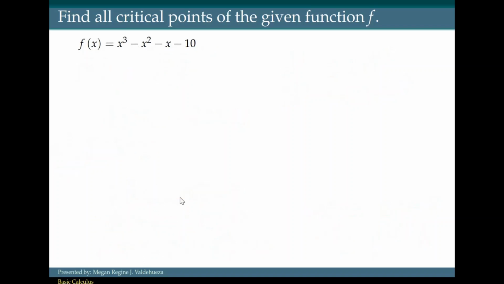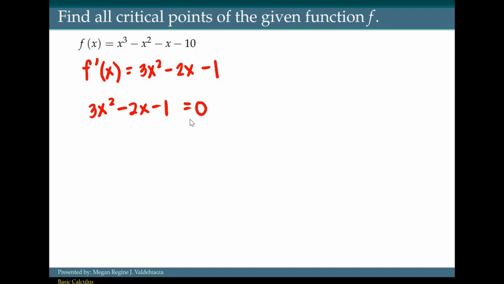So another example, we have x cubed minus x squared minus x minus 10. So again, the first step is to get the derivative of the function. So we have 3x squared minus 2x minus 1. Second step is to equate 3x squared minus 2x minus 1 to 0.